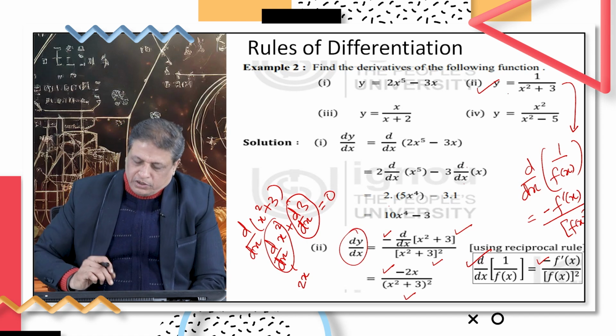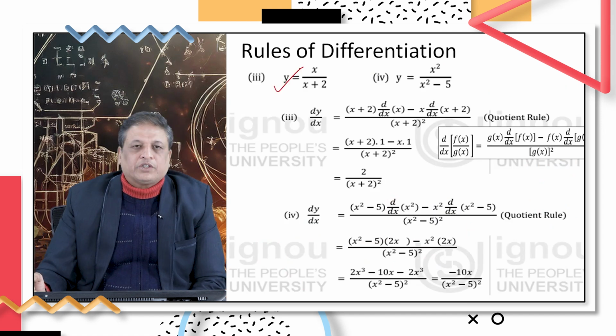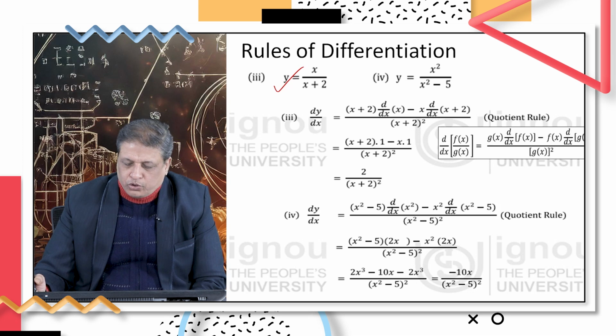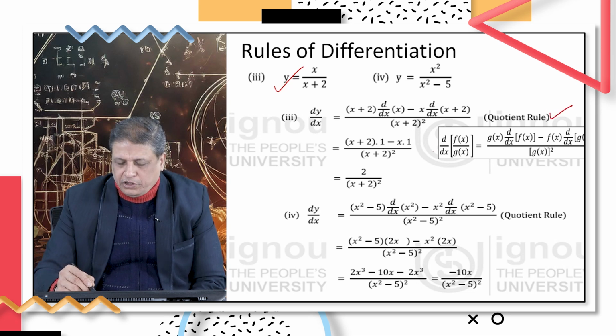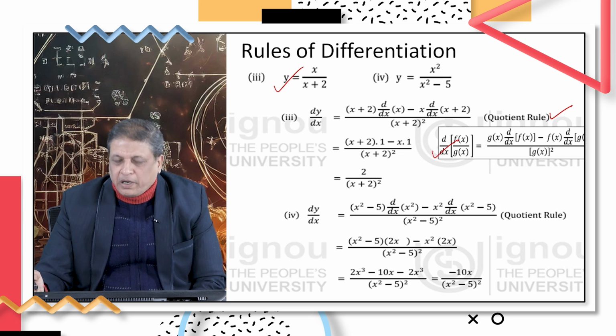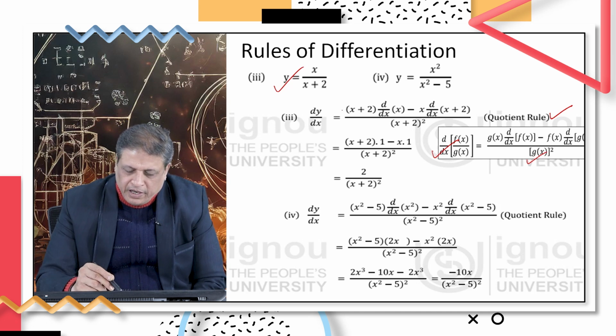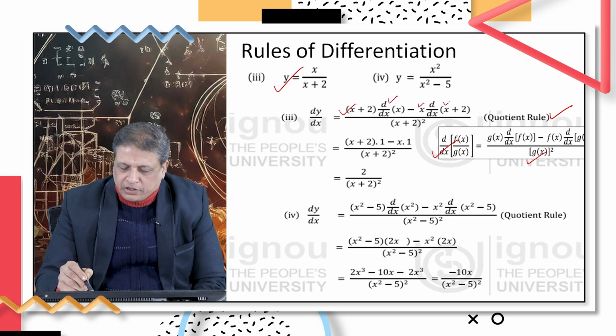So we solved the second numerical also by applying the rules of differentiation. Now the third question is y is equal to x upon x plus 2. Applying the quotient rule, d/dx of f(x) by g(x) is g(x) into d/dx of f(x) minus f(x) into d/dx of g(x), by g(x) square. Here g(x) is x plus 2. So x plus 2 into d/dx of x minus x into d/dx of x plus 2, upon x plus 2 whole square. Now d/dx of x turns out to be 1, and d/dx of x plus 2 will also turn out to be 1.